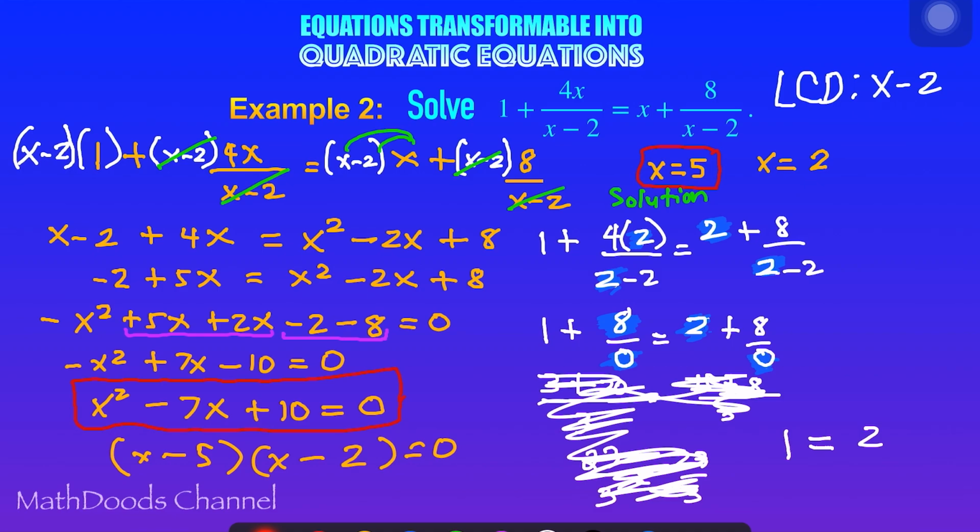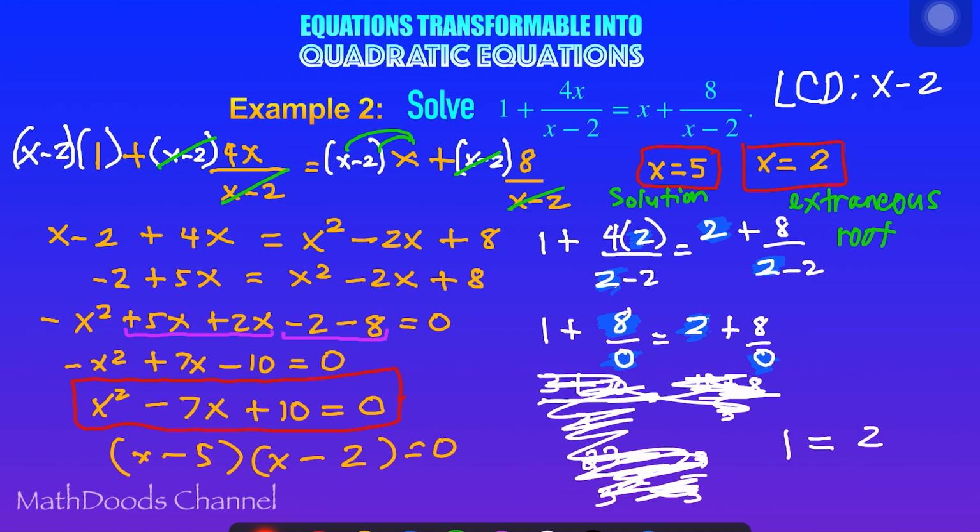So, hindi balance. Kasi, itong 8 over 0 is not a real number. So, ang x is equal to 2 ay extraneous root. Hindi siya solution. x is equal to 5 is a solution. Kasi nung chinek natin kanina, nag-balance yung equation.